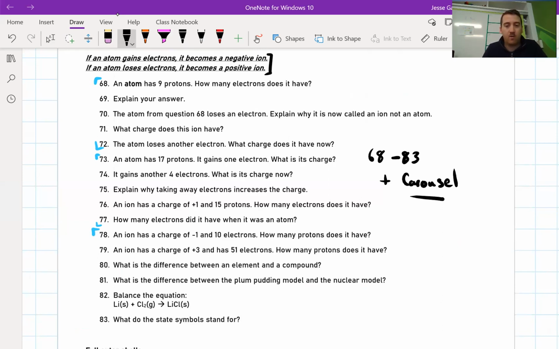That's it, guys. You know how atoms turn into ions now. We'll be building on that the next day. We'll see you in class then.